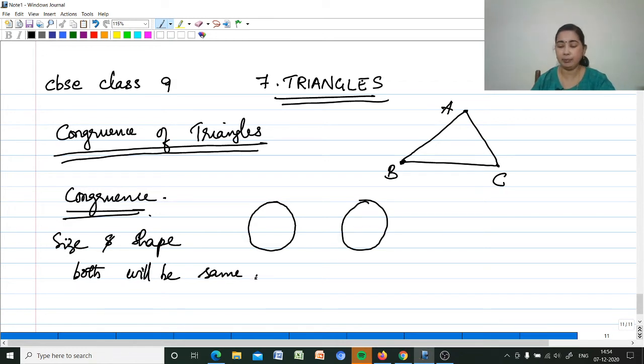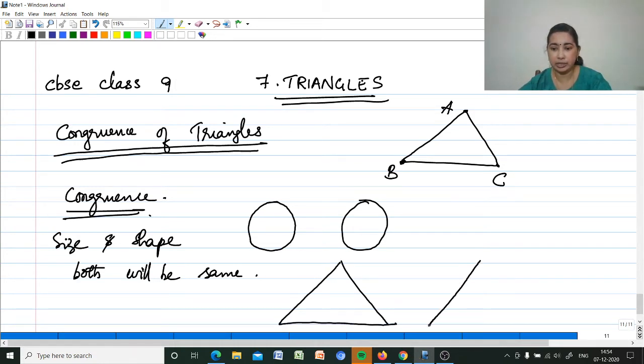So what do you mean by congruent triangles? Congruent triangles means if two triangles have the same size and same shape, that means their sides should be same, their angles should be same, then we can say that the two triangles are congruent. So the two triangles are congruent if their sides and angles are equal.